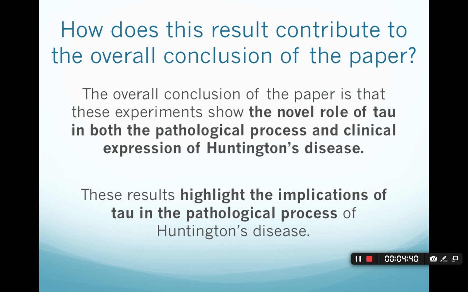The overall conclusion of this paper is that these experiments show the novel role of tau in both the pathological process and clinical expression of Huntington's disease. The results shown in Figure 1 focus on the pathological aspect of the conclusion by highlighting the implications of tau in the development of Huntington's disease.